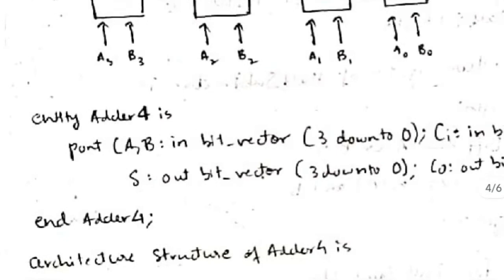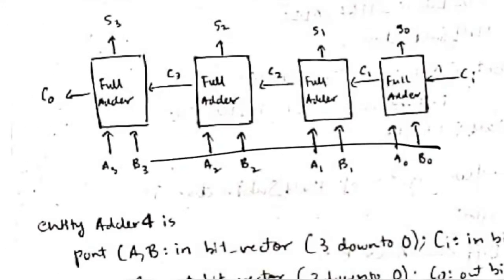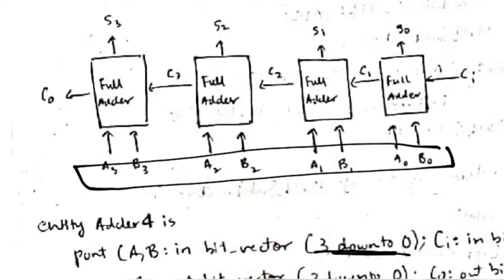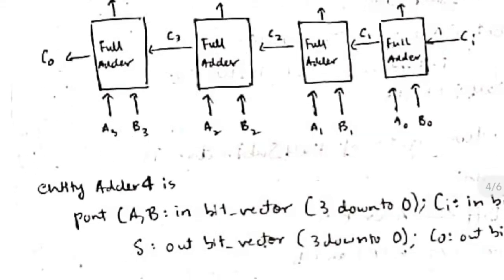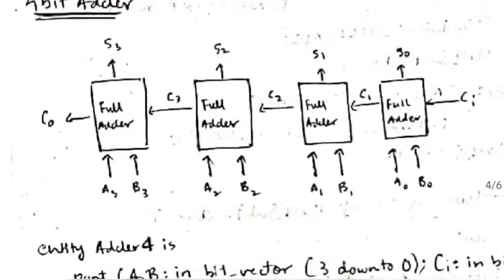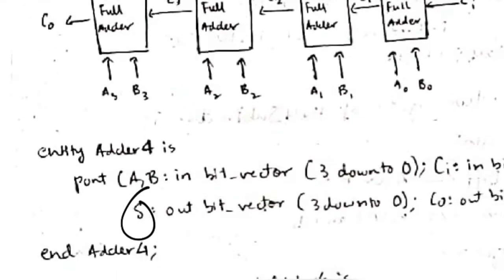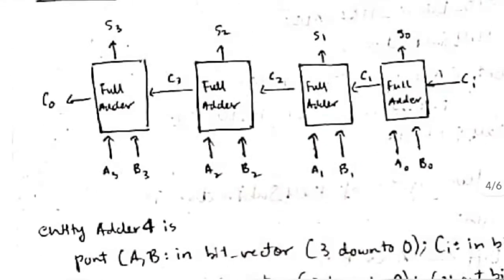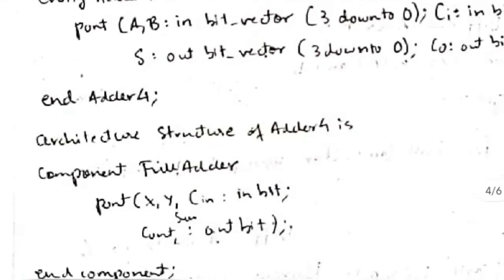First we will write the entity part. Inside the entity part we will write port, then A and B are the in bit vectors. Now why have we used a vector? See here, if you use multiple inputs, that will be used as a vector. 3 down to 0 means from B3 to B0, right? Similarly for A3 to A0. So 3 down to 0, and Ci is the in bit because only one Ci is coming. Then similarly for the S out also, S out bit vector 3 down to 0, that is S0 to S3, right? So 3 down to 0 for S out also, it's a vector. Then CO is the output, which is the final output which we get here, that is CO, that's the out bit. Then we will write end adder 4.